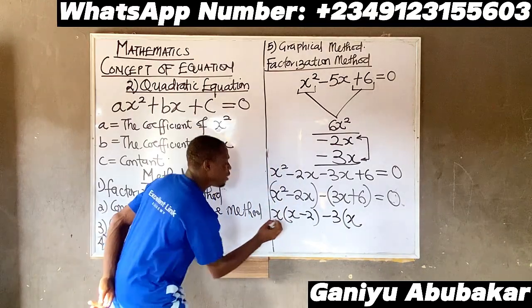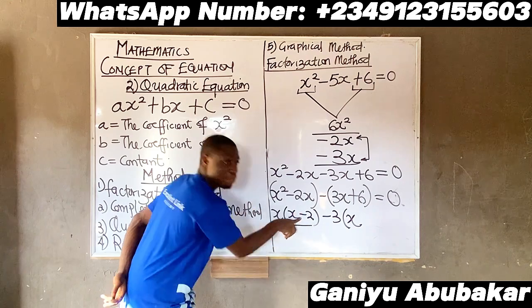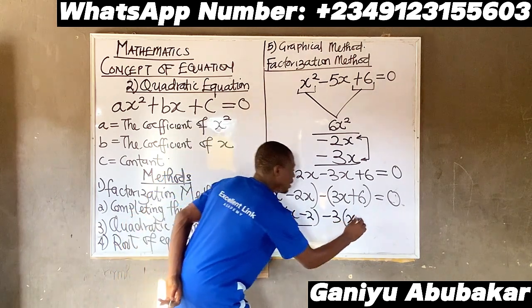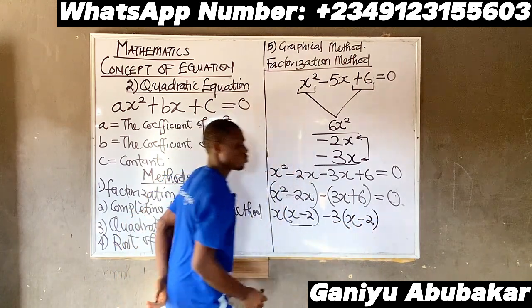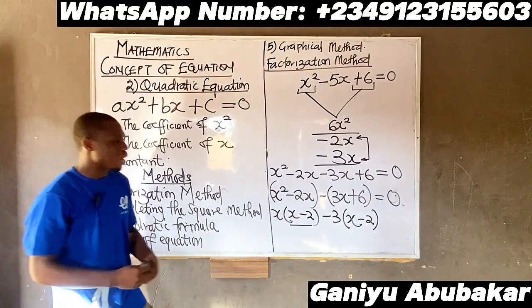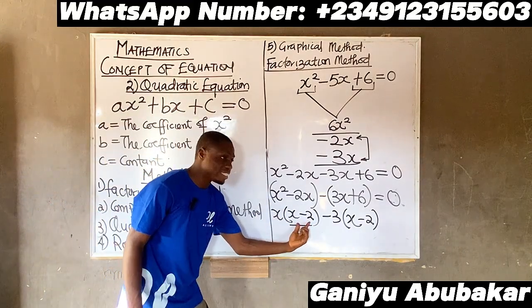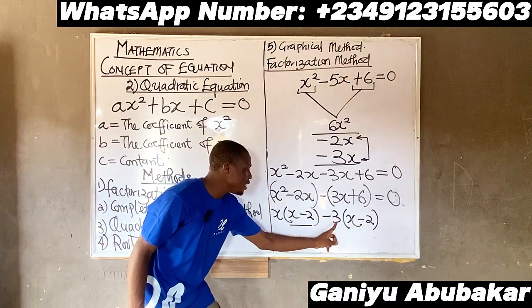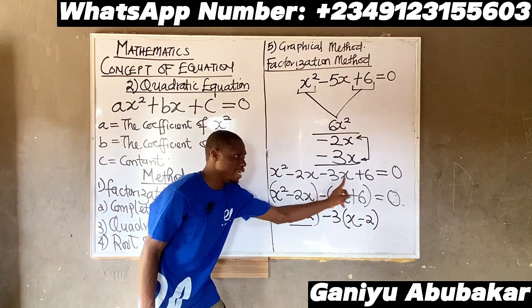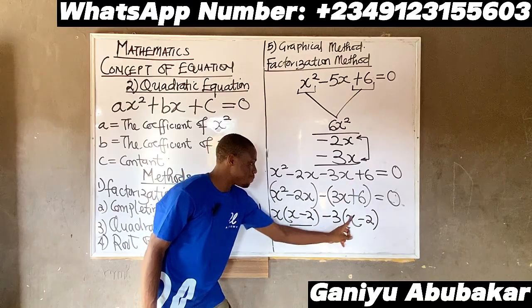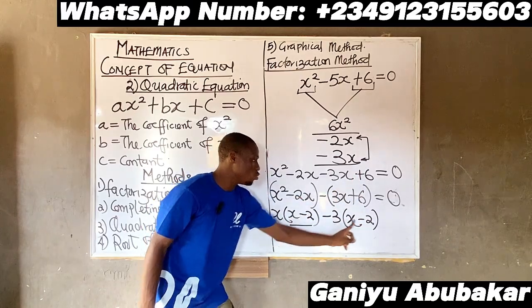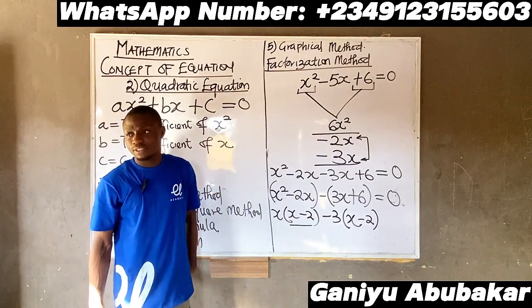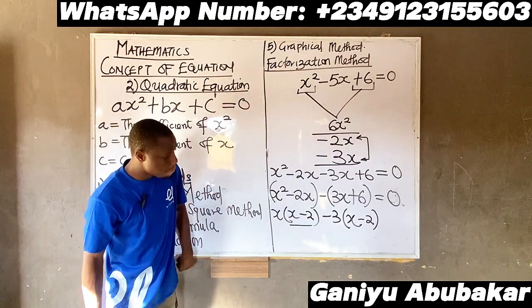Mind you, whatever you have in the bracket to answer, just repeat it back here. That's good. Don't question yourself. Whatever you have here, repeat it back here. Minus 3 times x gives you minus 3x. Minus times minus gives you plus, 3 times 2 gives you 6. Makes sense.